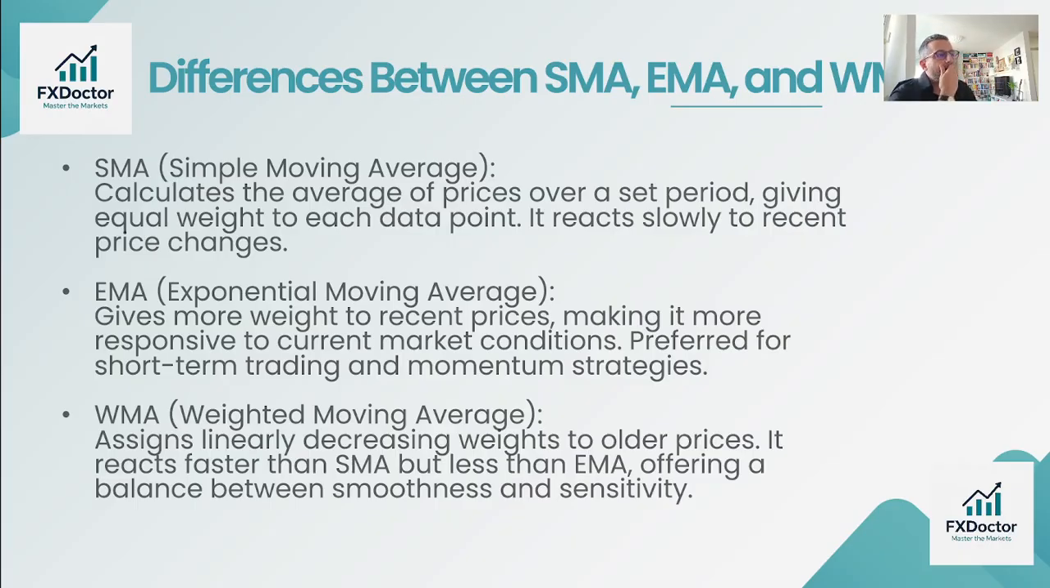Okay, this is how they are calculated, but you don't want to know that. Doesn't matter. I will read this. Simple moving average calculates the average of prices over a set period, giving equal weight to each data point. It reacts slowly to recent price changes. Exponential moving average gives more weight to recent prices, making it more responsive to current market conditions, preferred for short-term trading and momentum strategies. And the weighted moving average assigns linearly decreasing weights to older prices. It reacts faster than SMA but less than EMA, offering a balance between smoothness and sensitivity.